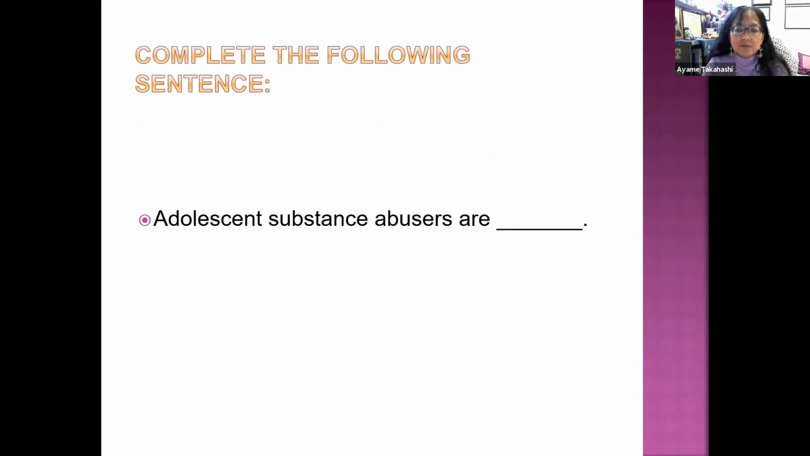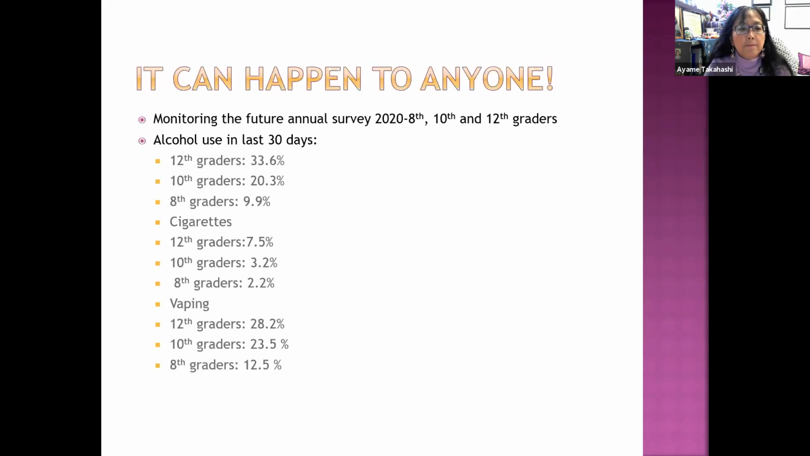So just think in your head, complete the sentence: adolescent substance abusers are blank. Fill in the blank, and think about it as I progress in this discussion. So first of all, it can happen to anyone.